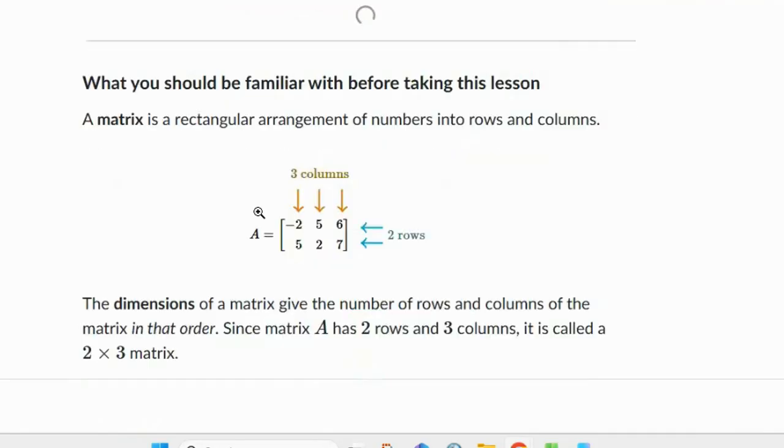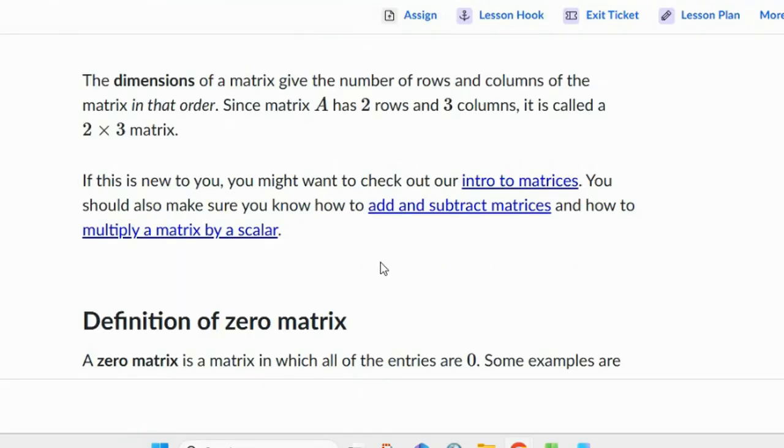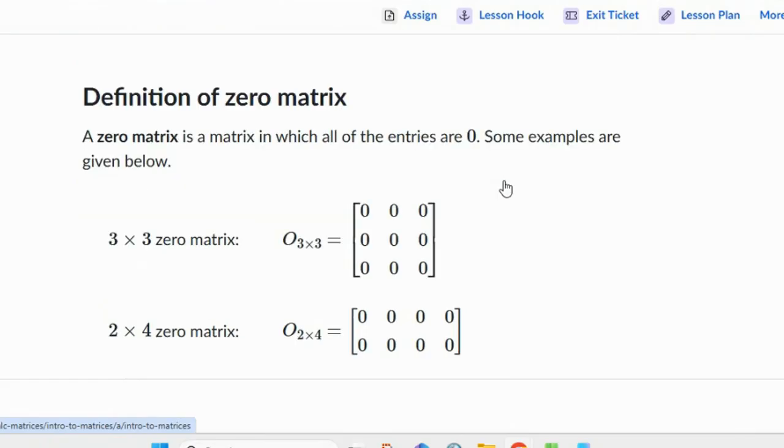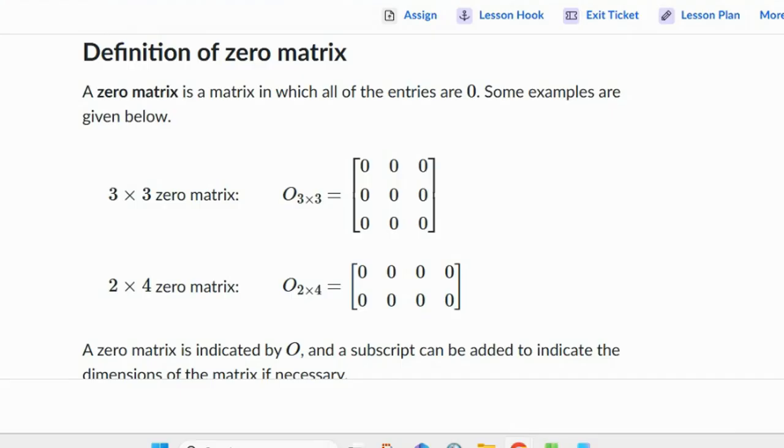Again, it's going to review what a matrix is. It's a rectangular arrangement of numbers. This is a 2 by 3. It has links back to how to add and subtract, how to multiply by scalar, what a matrix is. But let's define a zero matrix now. Just as you might think, you could probably have guessed this. A zero matrix is a matrix in which all of the entries are 0.